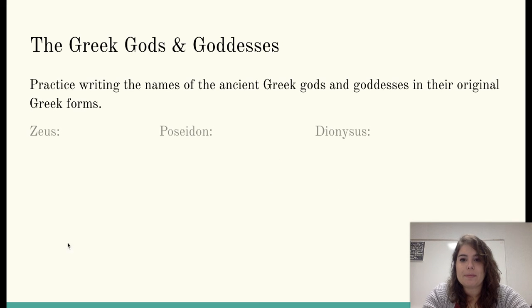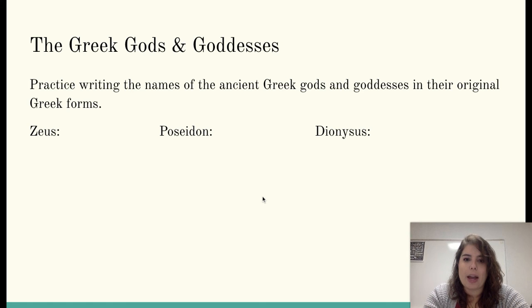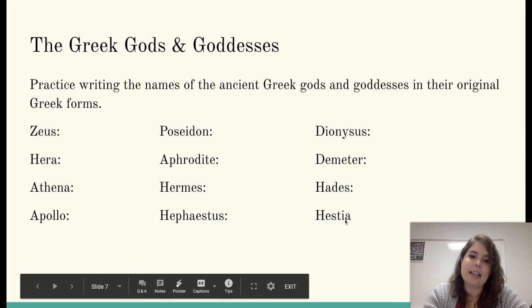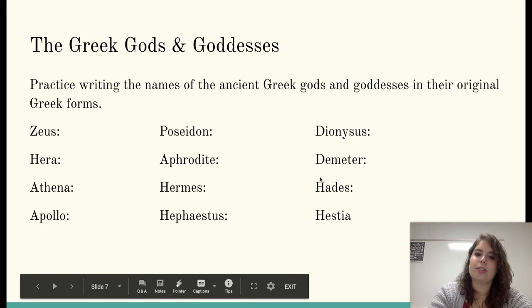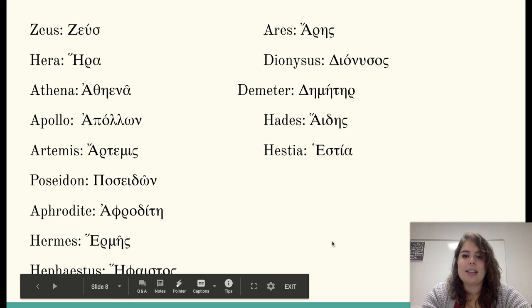So we've got the names of the gods and goddesses. So in class, I'll be going one by one. These are the 12 Olympians plus Hades and Hestia. Remember, Hades lives in the underworld. Hestia sits at the hearth, so they're not technically the 12 Olympian gods. So these are the gods and goddesses. And these are going to be their Greek forms of their names.